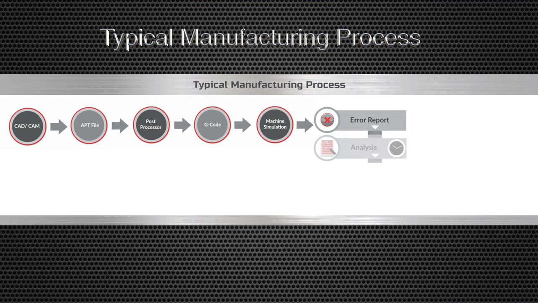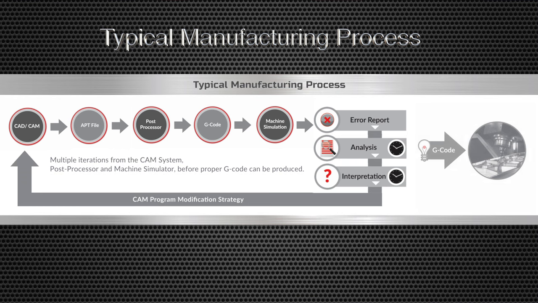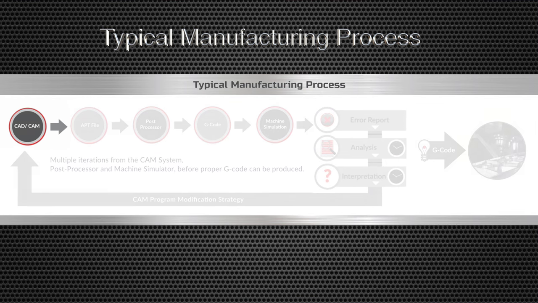This error report is then analyzed and interpreted. The NC programmer then develops a strategy to correct this error in the CAM system. This can go on for several iterations before proper G-code can be created for a CNC machine. Of course, this takes time.